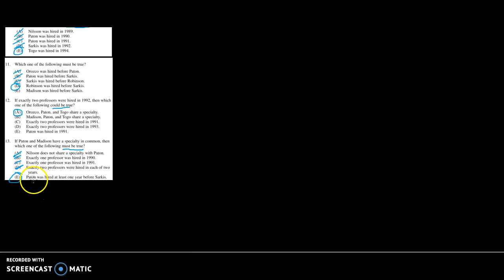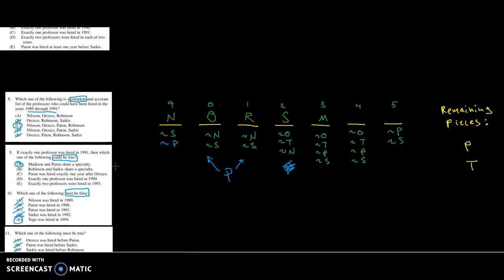But let's look at this. P was hired at least 1 year before S. For sure, that has to be true, right? Because we can't put P over here. The rule was, according to the schematic, we had to put P either with 0 or 1, and both of those spaces are at least 1 behind S.